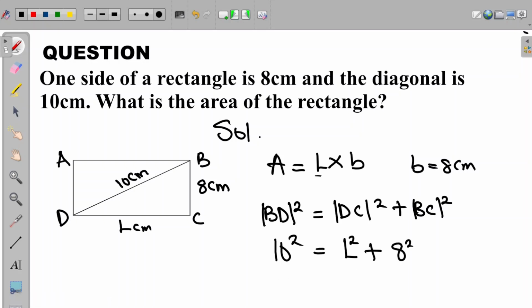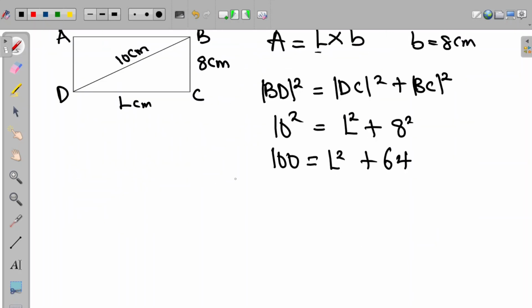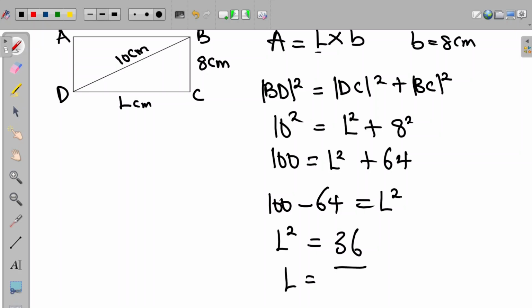So 10 squared simplified is 100, equal to L squared plus 64. So we have that 100 minus 64 is equal to L squared. So L squared is equal to 36, and L is equal to root of 36. 36 is a perfect square, so root of 36 is equal to 6. So this is given as 6 cm.